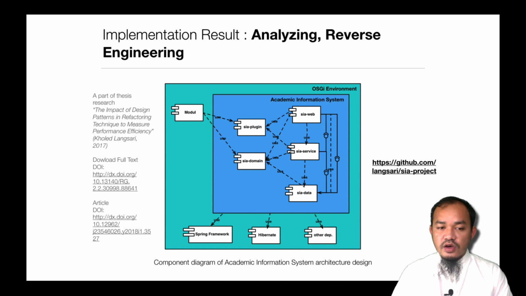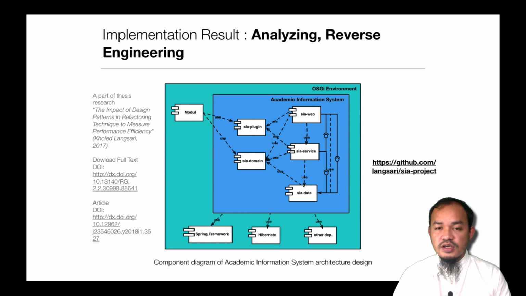right? This is the component diagram of an academic information system architecture design. This is an example of an academic information system that tries to serve the user, a student, lecturer, university or college, about academic information. Okay, there are many systems inside. For example, we have SIA plugin, SIA domain, SIA service, SIA data, and so on. If you look here, they provide interfaces, right? They talk to another component or another system by using the interface.